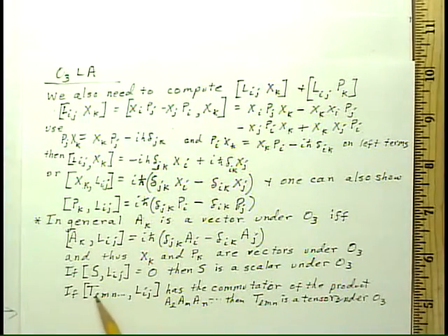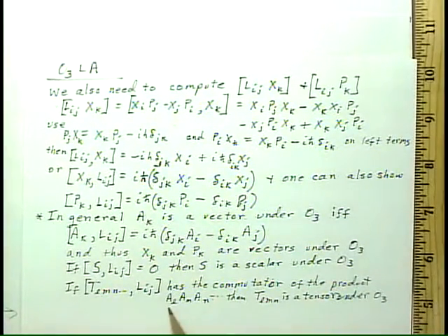If we have an object T such that it has multiple indices, l, m, n, and so forth, if this object has the commutator that is the same as the product of a_l, a_m, a_n, and so forth with exactly the same indices, then we say that T_lmn is a tensor of that particular rank, namely however many of these indices we have under O3.